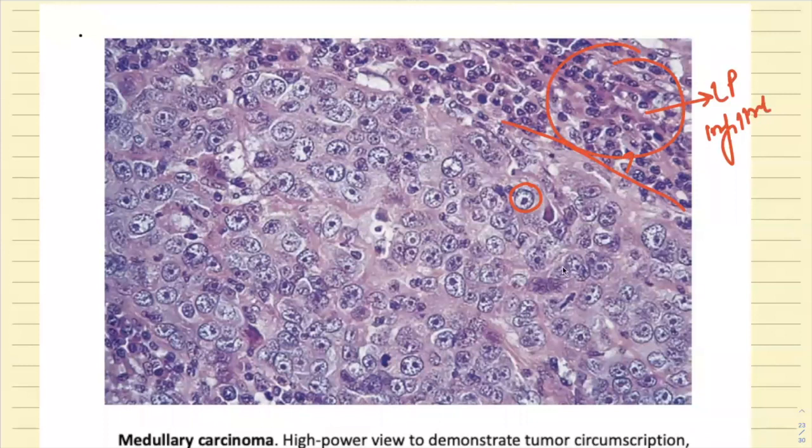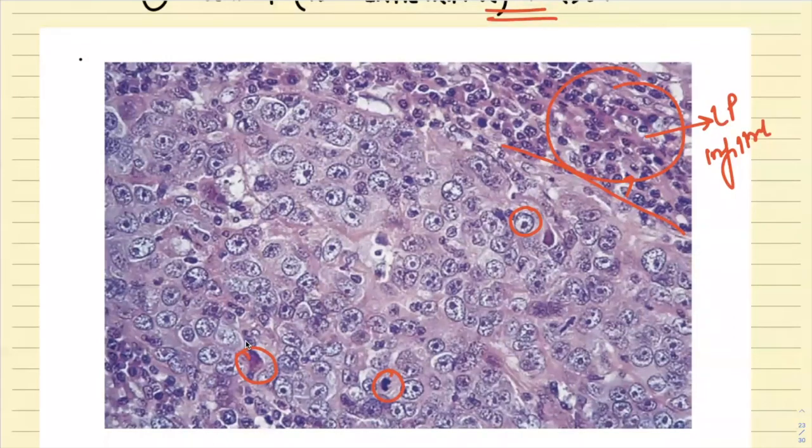Okay. These are the pleomorphic tumor cells as we can appreciate over here. Lots of mitotic figures are there. And they are growing in a syncytial pattern. Okay. So this is your medullary carcinoma, that is, the tumors with cancers with medullary features.